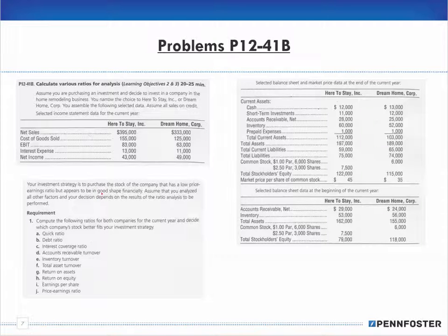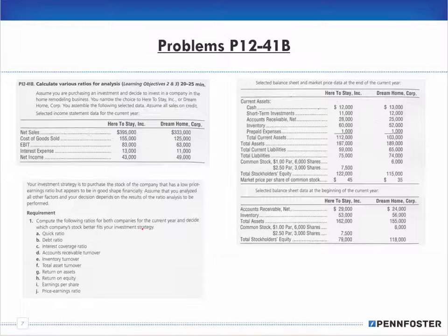Your investment strategy is to purchase the stock of a company that has a low price to earnings ratio but appears to be in good shape financially. Assuming that you analyzed all the other factors and your decision depends on the results of the ratio analysis to be performed. Right, so requirement, it says here, compute the following ratios for both companies for the current year and decide which company's stock better fits your investment strategy.